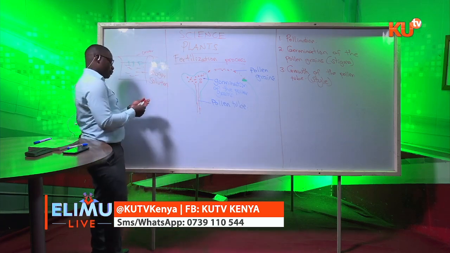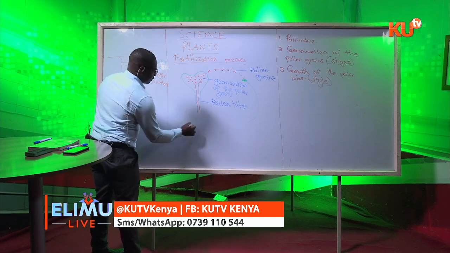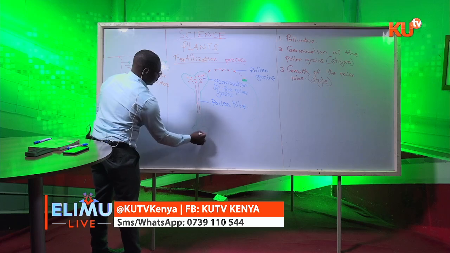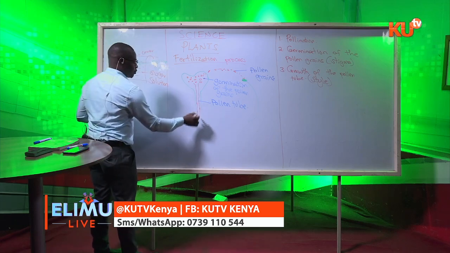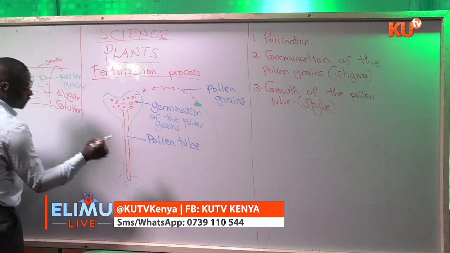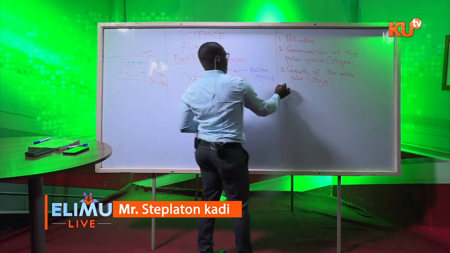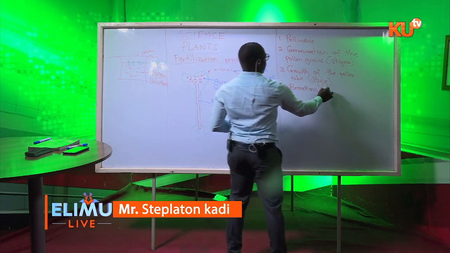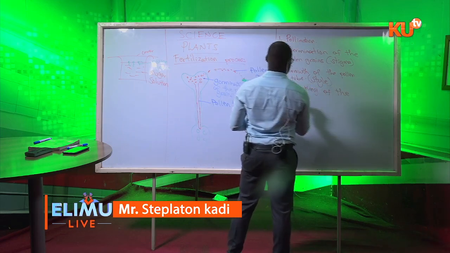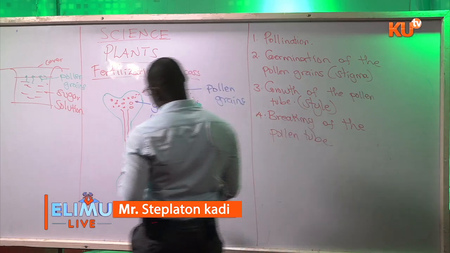So the pollen tube will grow downwards. Down here, we have the ovary and the ovules. So the pollen tube will grow and grow and grow. Once it reaches here, it gives us the 4th process, which is breaking of the pollen tube. So the pollen tube breaks.